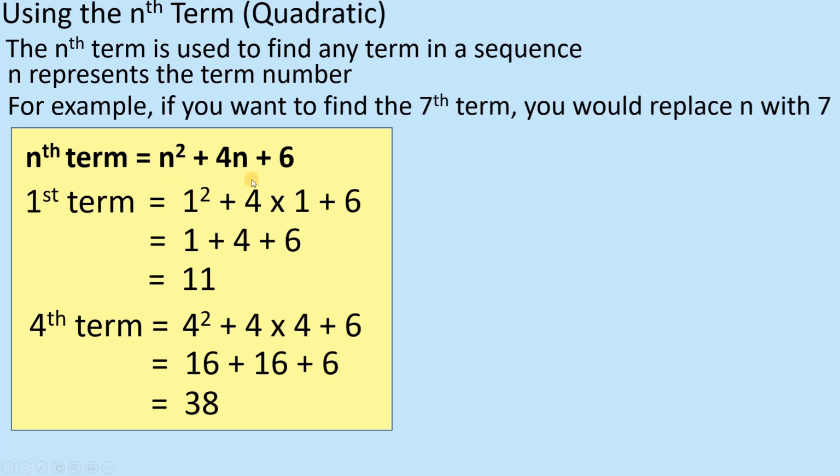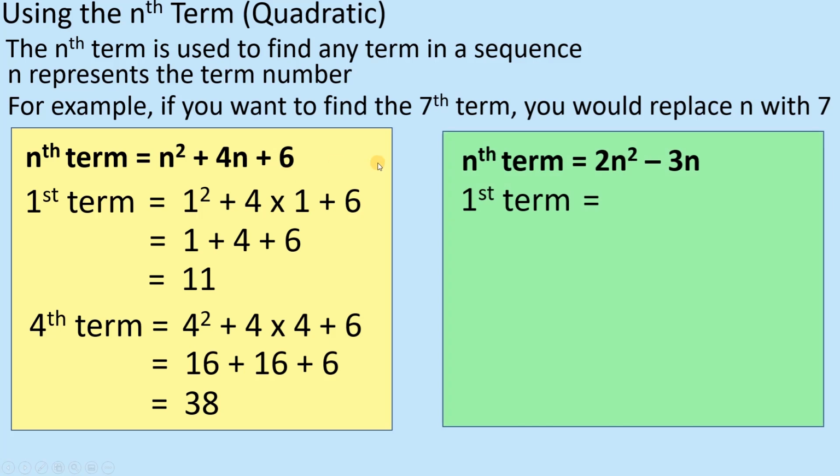So that's a relatively straightforward example because we're dealing with positives. When we're dealing with positives, it's quite easy to work with, but you've got to be a little bit more careful when we're dealing with negatives. So we've got another quadratic nth term where you've got 2n squared, and then minus 3n. With this one, the process should be the same, and you just have to keep your eye on the negatives and make sure you don't make mistakes. So we're going to do 2 lots of 1 squared minus 3 times 1. Simplifying all that, you're going to get minus 1. So that's going to be my first term.